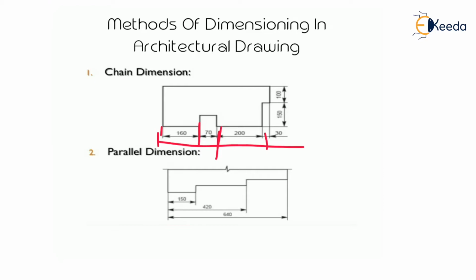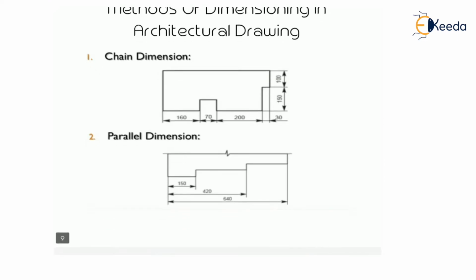And parallel dimensioning means what? All dimensions are related to the first point. Means 150 is from the first point to this point, 420 from the first point to this point, 640 from the first point to the last point. It means in parallel dimensioning, dimensions start from the first point. So both are dimensioning methods, and we use them while preparing a drawing.